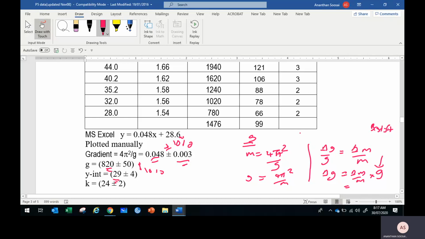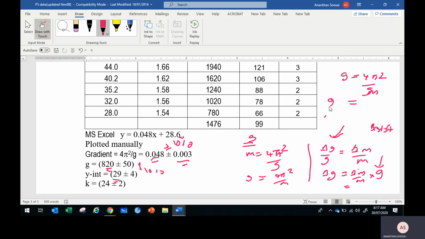So I think we follow the mark scheme. I prefer you go for the uncertainty equation when you do the following calculations after your gradient and the y-intercept. You use the uncertainty formula and work on it. So here your changes of m is your uncertainty for the gradient from earlier. m is your gradient. For gravity, this g, you have to calculate first. How to find the gravity? Use the formula. So of course, g is 4 pi squared over m.